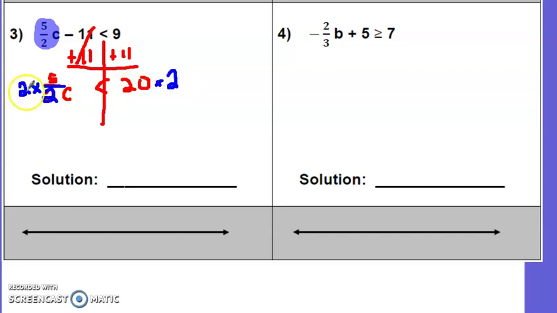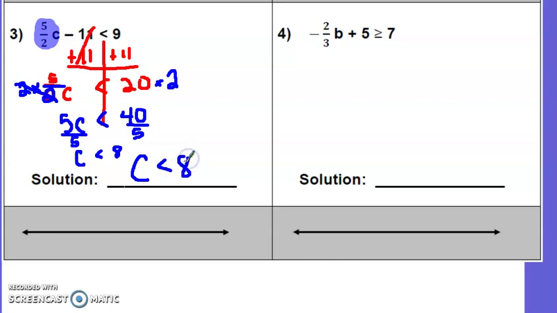by 2. That cancels the 2's out, and then that's going to drop the 5c is less than, and then we go 20 times 2, which is 40. And now to get c by itself like we've been doing, we divide both sides by 5, and we get c is less than 8. So 0, 8, and then that's going to be an open circle going to the left.